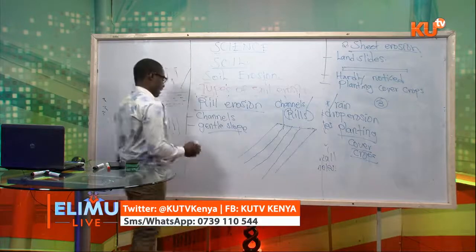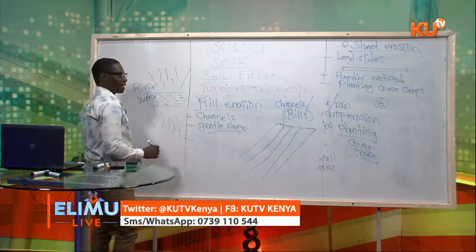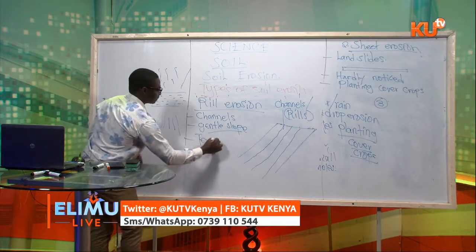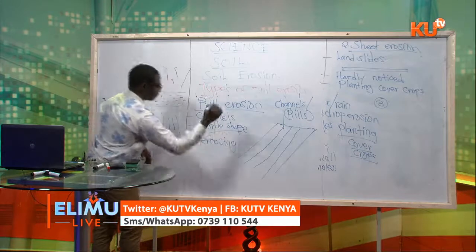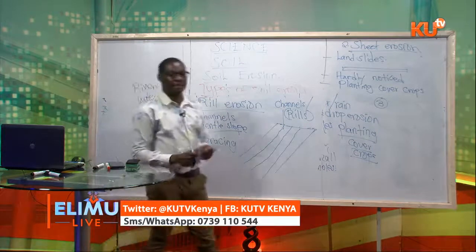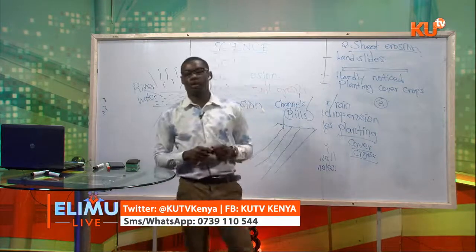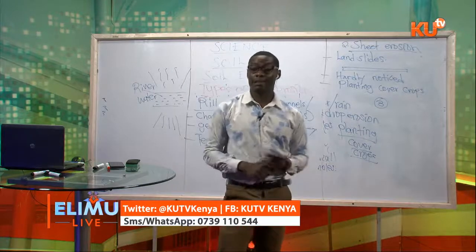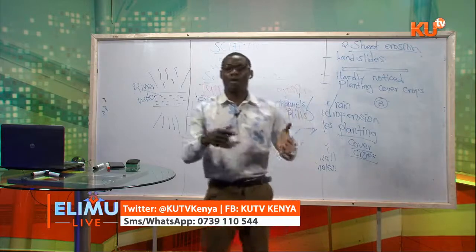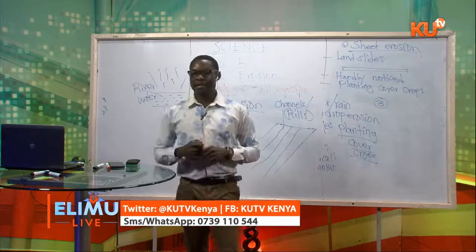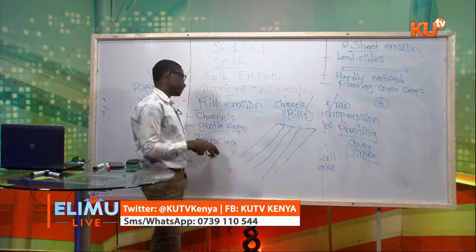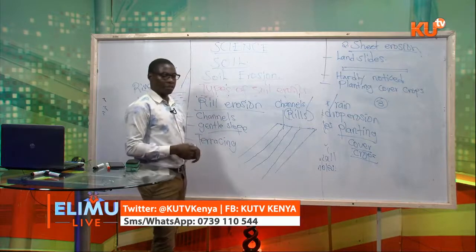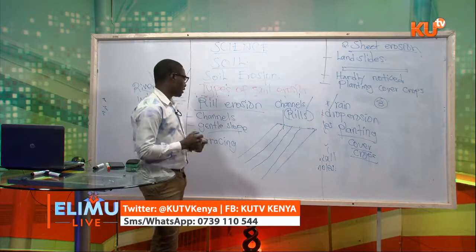Rill erosion can best be controlled by what we call terracing. What is terracing? Terracing is construction of what we call terraces. Terraces, to bring the point home, in simple Kiswahili, ni mitaro. Mitaro, in English, we call them terraces. So the construction of terraces is now what we call terracing. So it is done to control rill erosion.